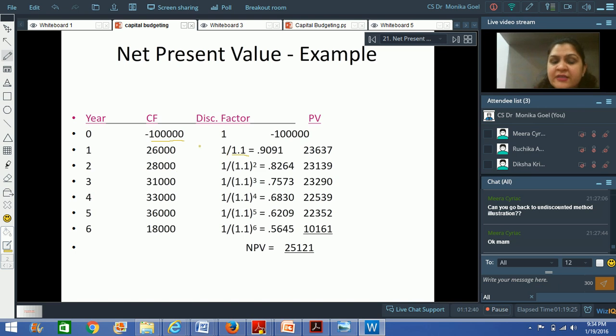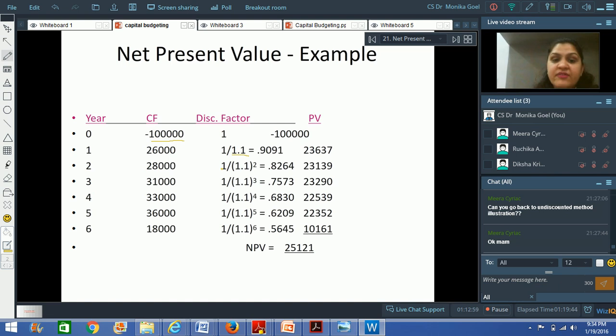First year you will get 26,000 rupees. Second year you will get 28,000 rupees. Third year you're getting 31,000 rupees. Fourth year you're getting 33,000 rupees. Fifth year you're getting 36,000 rupees. And sixth year you're getting 18,000 rupees. Assuming the life of this particular project is just 6 years.